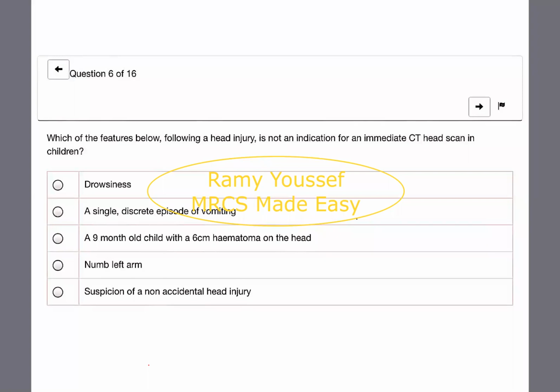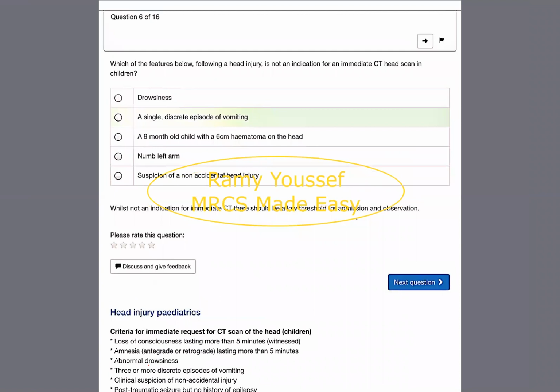Which of the following is not an indication? In all of the following is an indication except. Yes, drowsiness is an indication. Single is not an indication. More than one vomiting episode is an indication, but a single episode is not an indication.